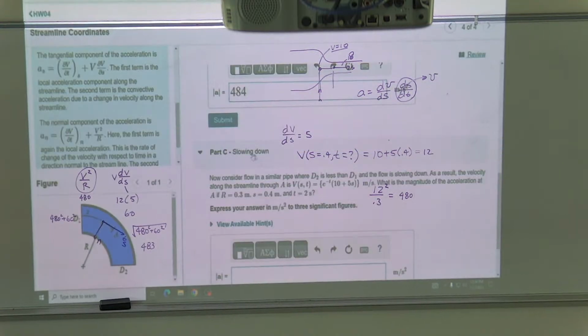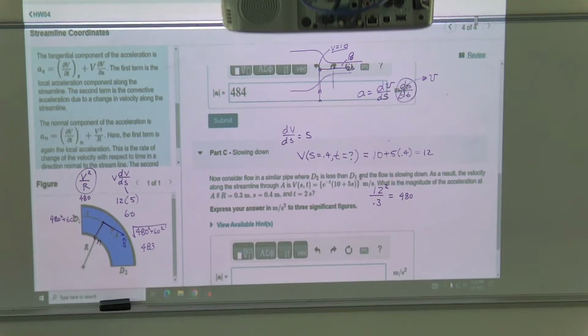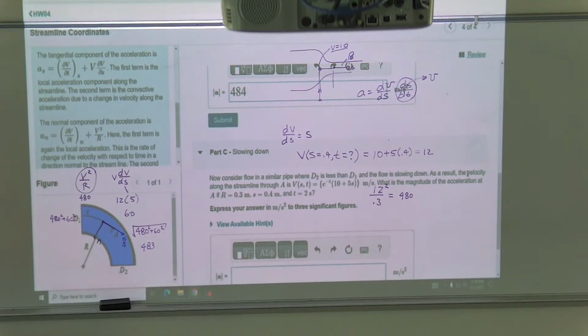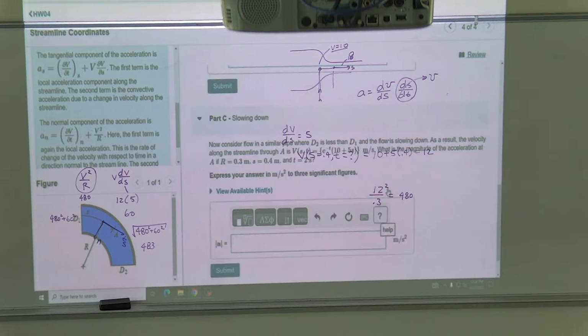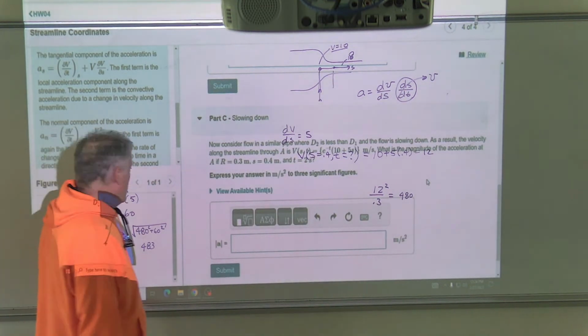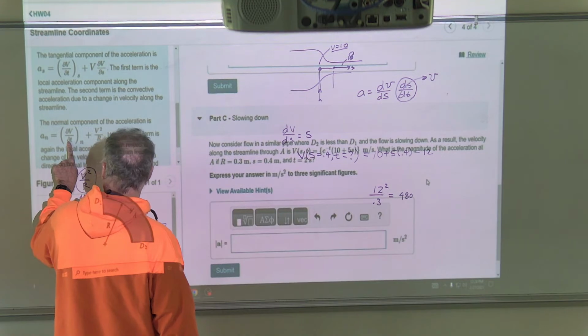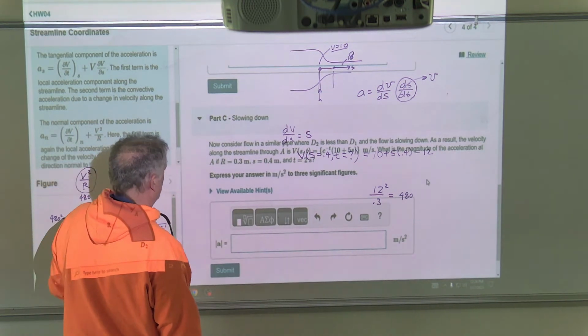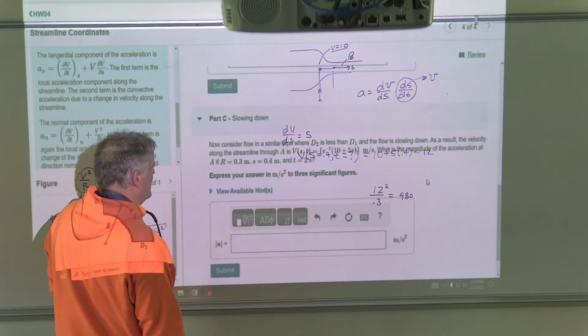Okay, slowing down. Now consider a flow in a similar pipe where D2 is less than that. The flow is slowing down. As a result, the velocity along the streamline is that. What is the magnitude of the acceleration? Okay, so here I've got the same thing. However, I get this part too. Okay, here's what I mean. Wait a minute, I've got too much junk in here.